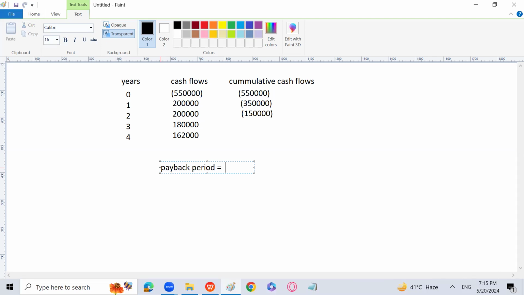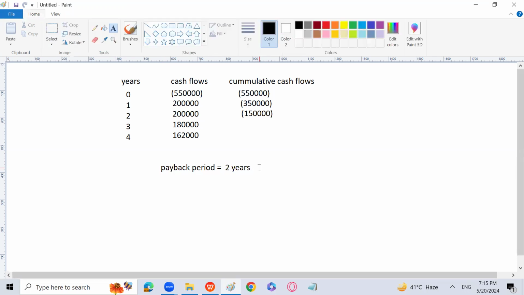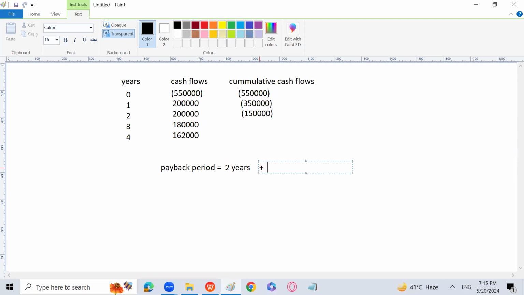is going to be 2 years plus 1,50,000 divided by 1,80,000 multiplied by 12. Generally, we used to give the answer in months, not in days.